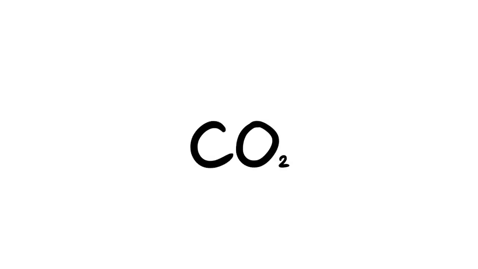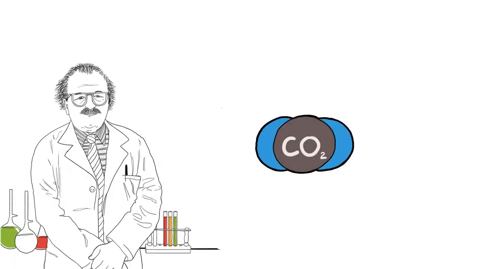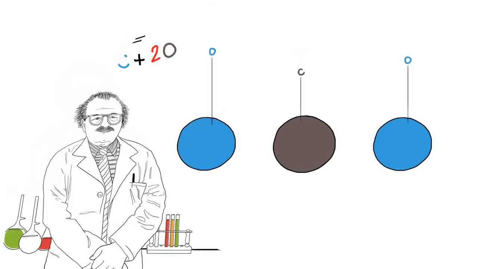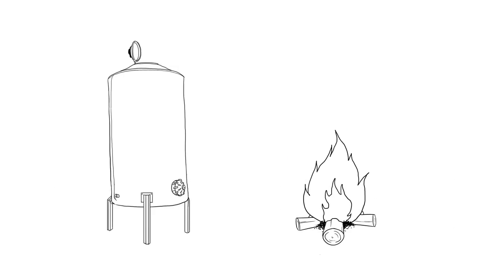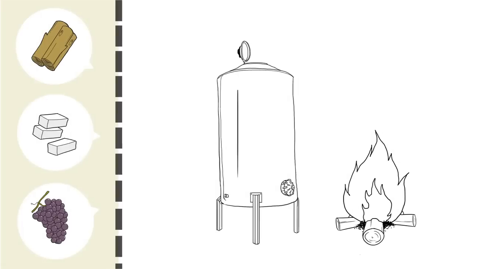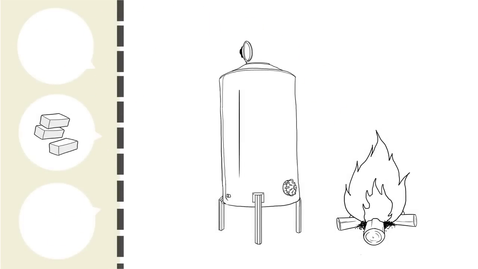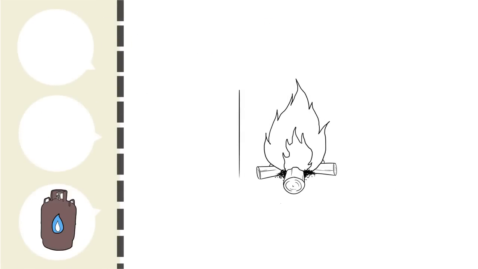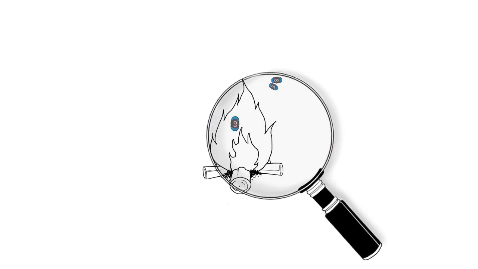Everyone knows this symbol. It's the one for CO2, also known as carbon dioxide. Now for a little chemistry. CO2 is a molecule made up of one carbon atom and two oxygen atoms, formed by the combustion or fermentation of substances containing carbon, such as wood, sugar, and grapes. But it's also produced when carbon-rich fuels like coal, natural gas, and oil are burnt.